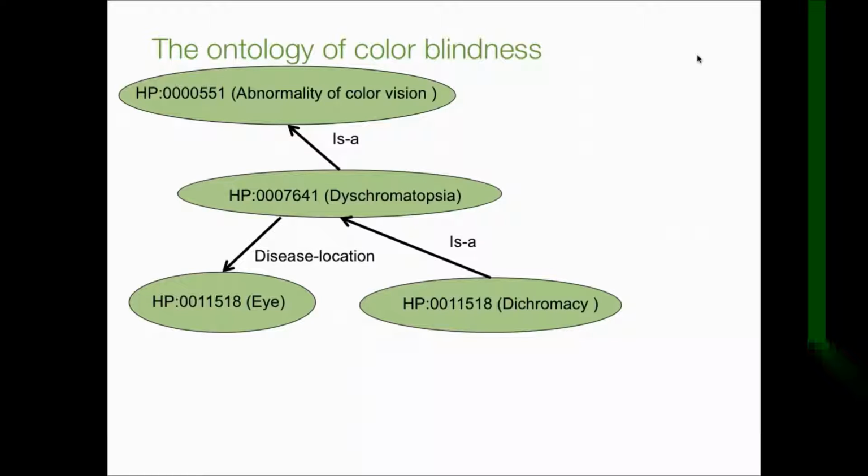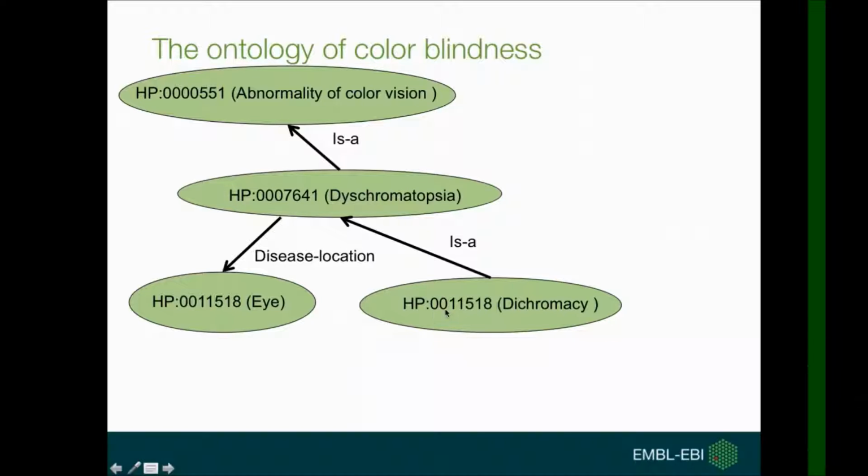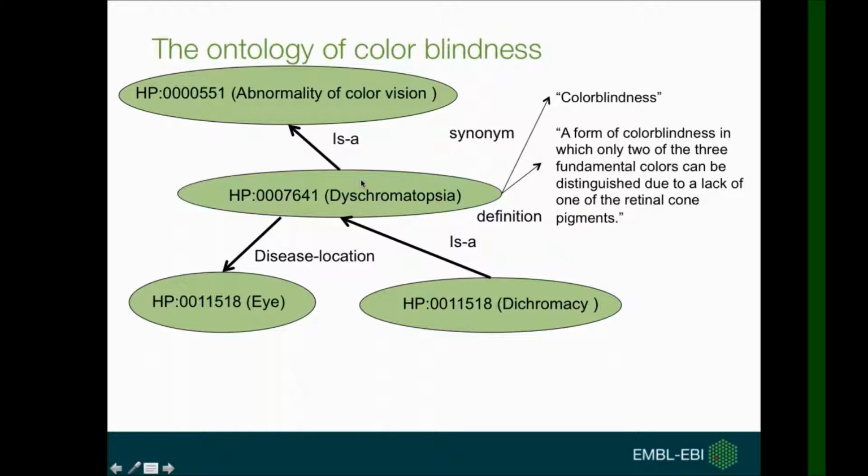So if we wanted to build an ontology of color blindness, we would essentially start assigning accessions to these terms. So we've got dichromacy here. This is a type of dyschromatopsia. This is a type of abnormality of color vision. And we can have other relationships in our ontologies, such as dyschromatopsia has the disease location in the eye. So we can start to build a conceptualization of what we understand about these terms.